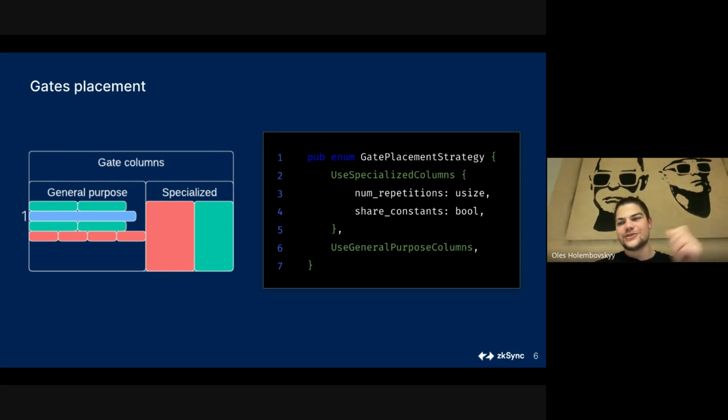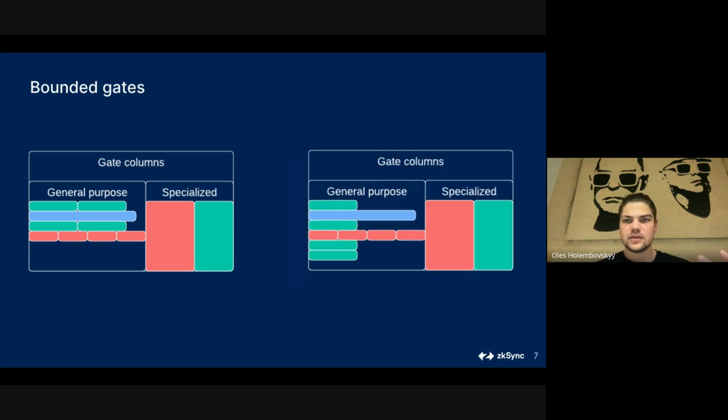But it's not always the case that we want to deal with constraints this way. Usually we need a constraint to be used just a couple of times. So how can we fix it?